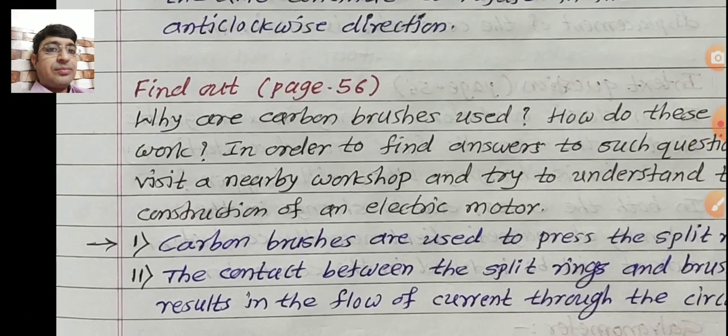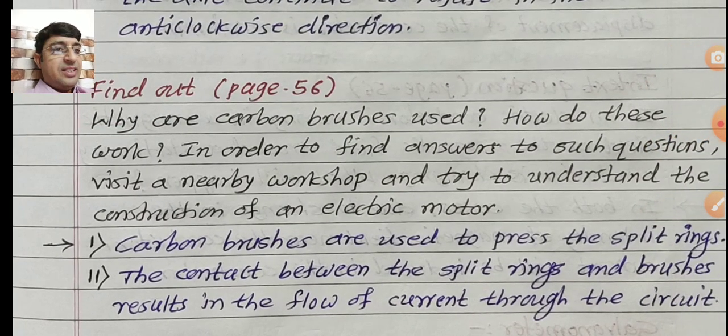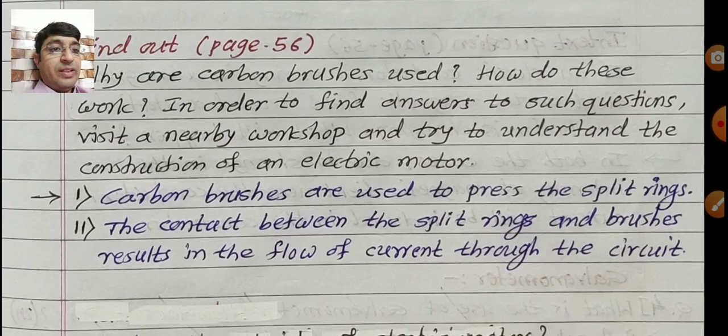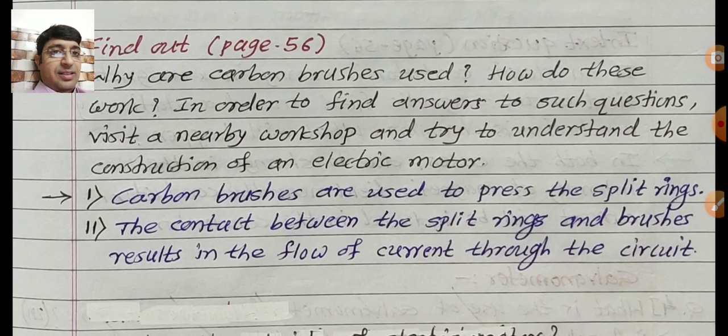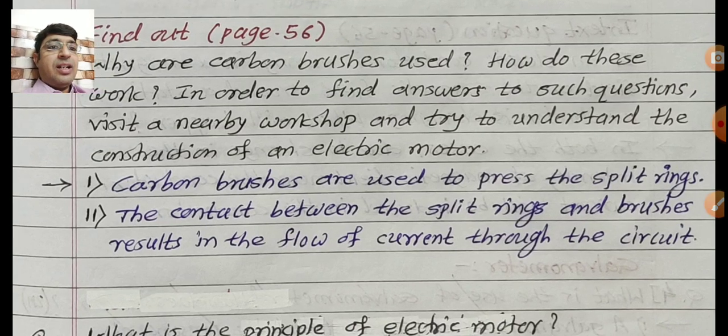Find page number 56. That question we have already read. Now what is the answer? First one: why are carbon brushes used? The answer to this question is that carbon brushes are used to press the split ring. For that purpose, the carbon brush is used.